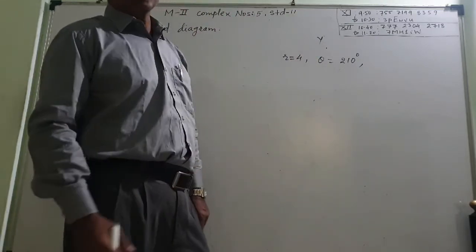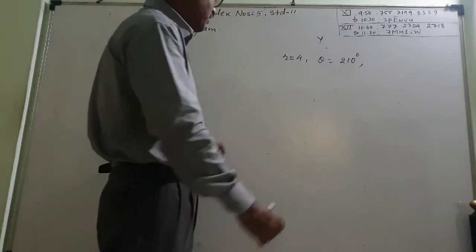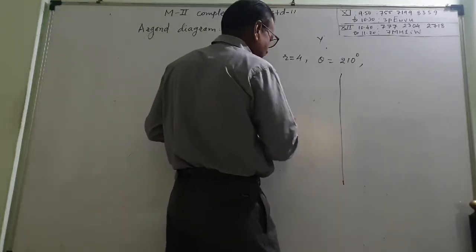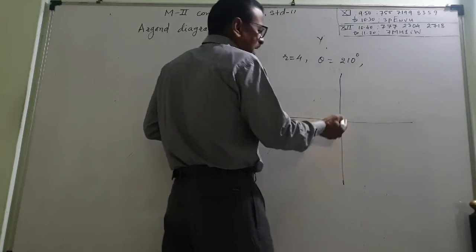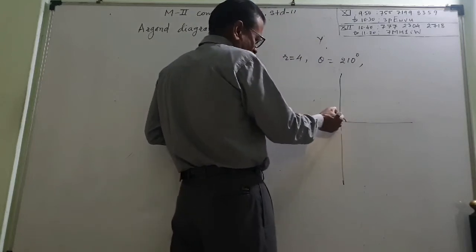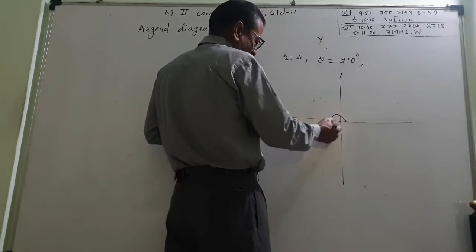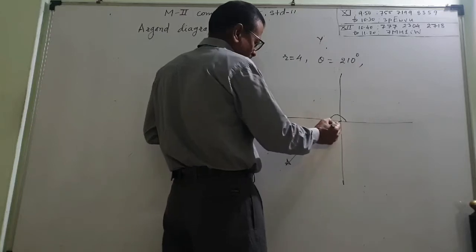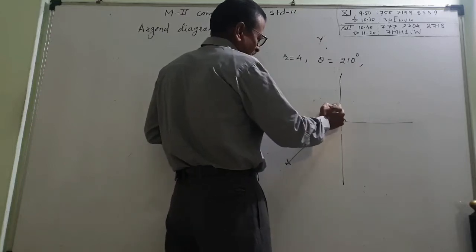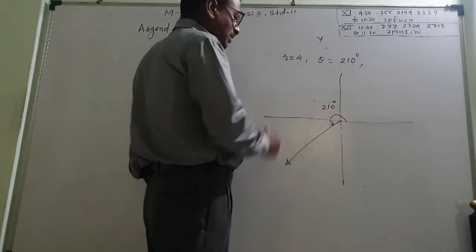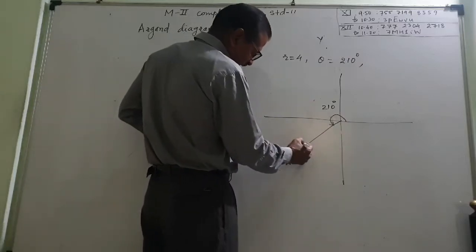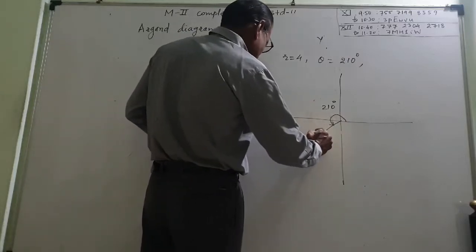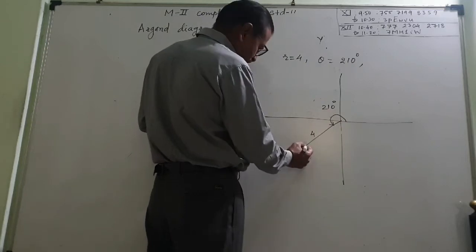Can I find the position of this? Yes, I can definitely find. I will find this way. I will make the angle of 210, this is 180 and another 30. That means this is the angle of 210 degree. And on this, I will mark an arc of 4 centimeter, 4 units. So this is that point.